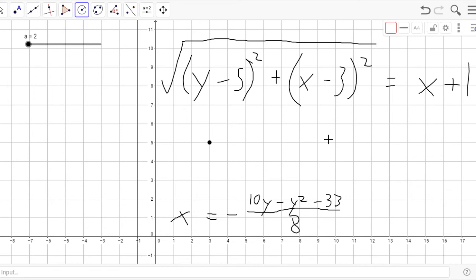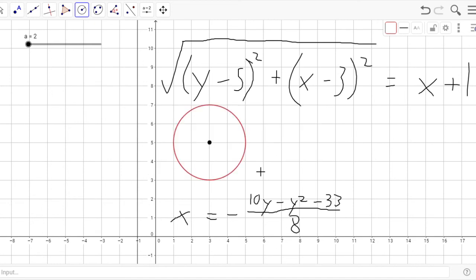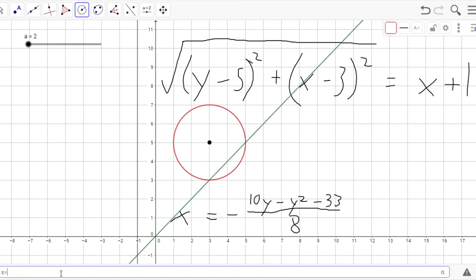An interesting way of visualizing a parabola is with a circle and another line. So let's make a circle with the center at our point and with the radius of a variable a. This shows all the points that are a units away from our point. And then we can make another line, which in this case would be x = a - 1. That shows all the points that are a units away from our line here.